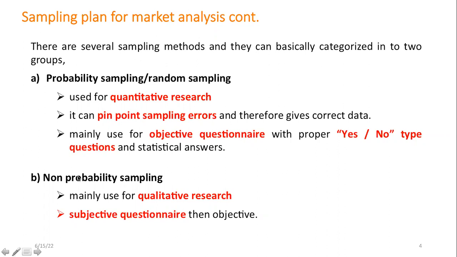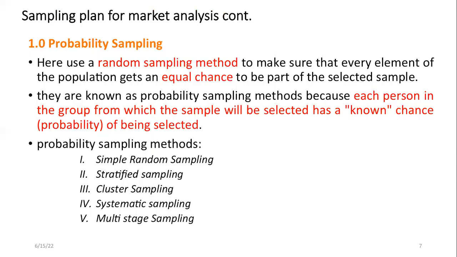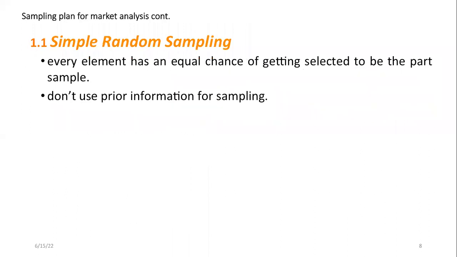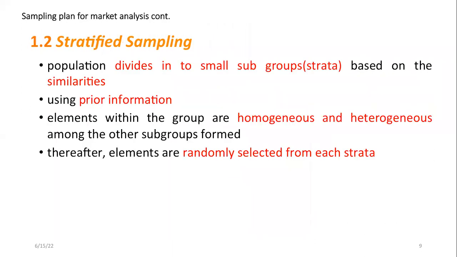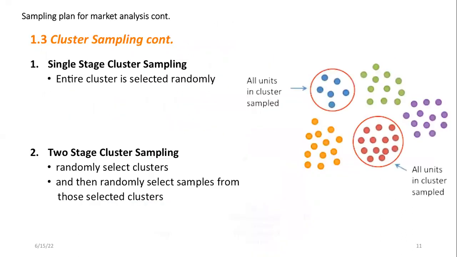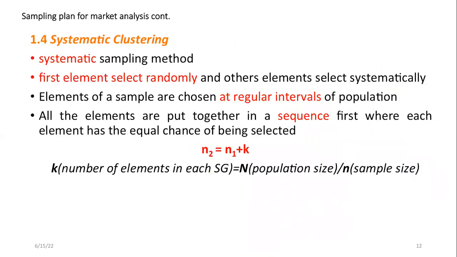But in non-probabilistic sampling, we are not using a random method, so sometimes there is some biasing effect. Probabilistic sampling we use for quantitative, and non-probabilistic we use for qualitative, right? And we have discussed four methods for probabilistic sampling: simple random, stratified, cluster, systematic, and multi-stage. Multi-stage means a combination of two or three or four of the methods we have discussed, right?